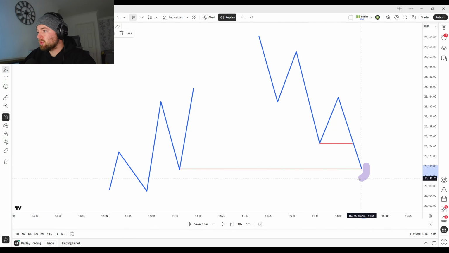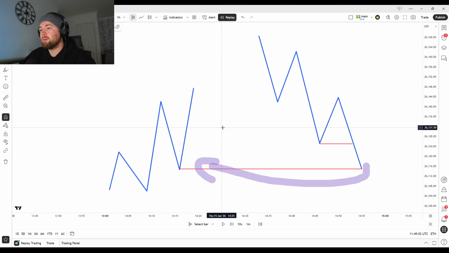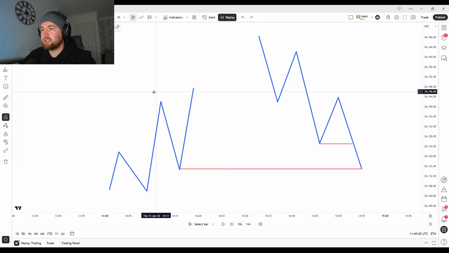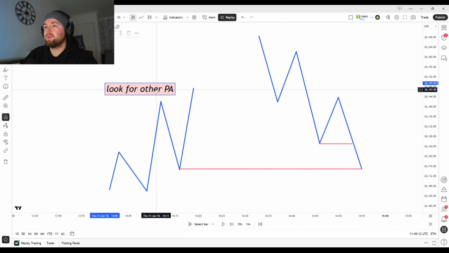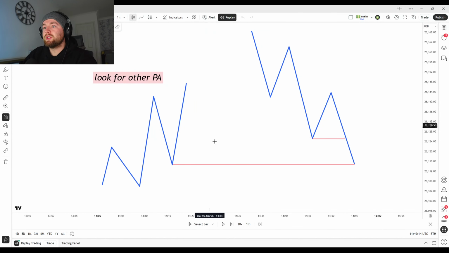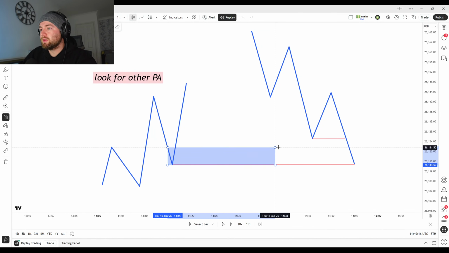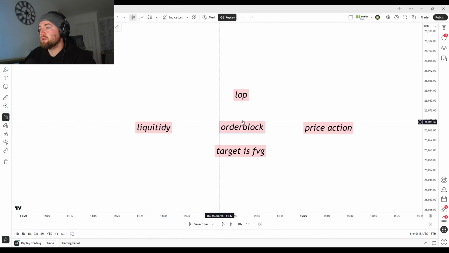So when you drag the price backwards, so you're going to pull your chart back, you will see there is other price action over here. Okay, so look for other price action. All right. And all you want to look for is an order block. Okay, so that is where order block comes in.